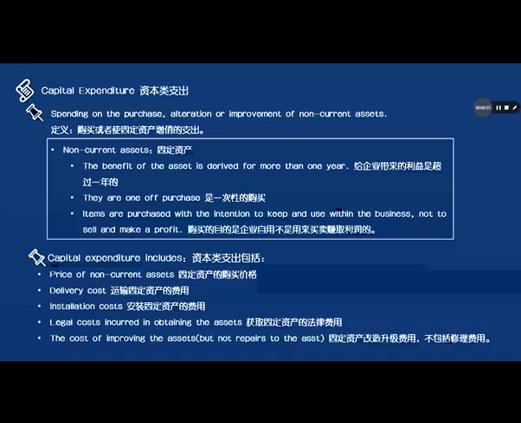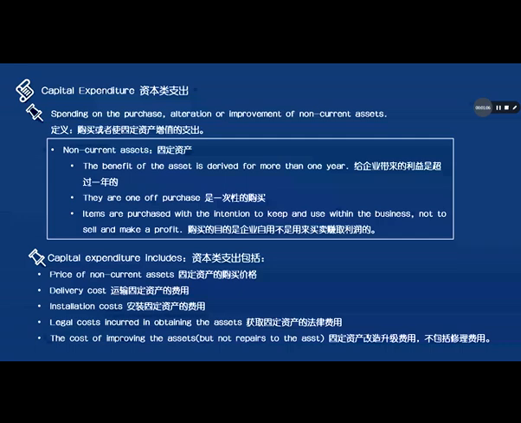First of all, let's start from capital expenditure. The definition of capital expenditure is spending on the purchase, alteration, or improvement of non-current asset. So we need to know what non-current assets are. Otherwise, we don't know how to classify the expenditures, right? So there are some features of a business non-current assets.